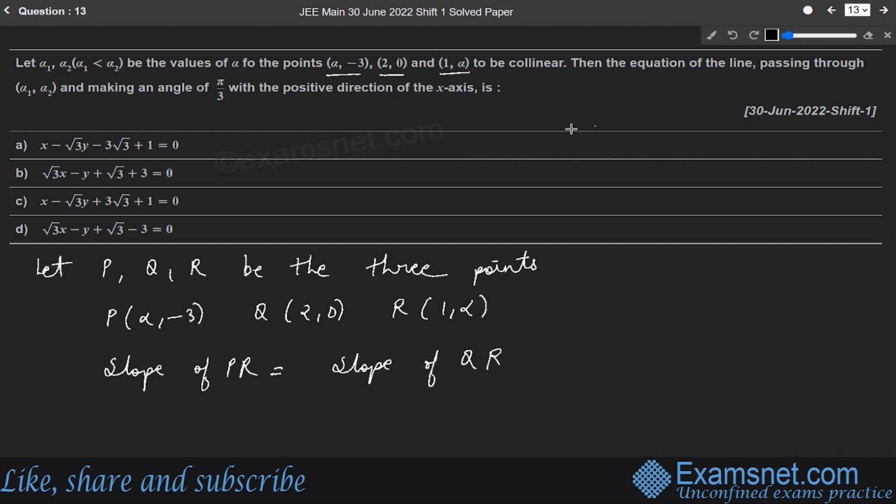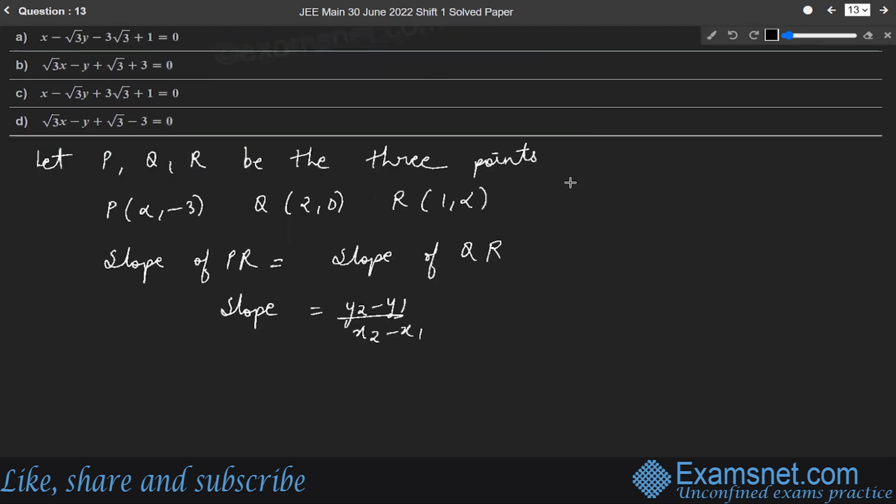This is a very basic concept that you have to remember, right? So now let us find the slopes. Okay. What is the basic formula to calculate the slope? Slope is equal to y2 minus y1 upon x2 minus x1. So firstly, let us find the slope of PR. What is point P? Alpha comma minus 3. And what is point R? 1 comma alpha. So let these points be x1 comma y1 and let these points be x2 comma y2.